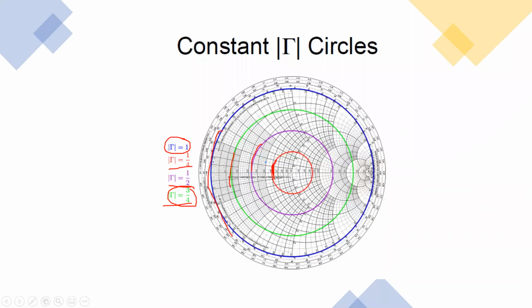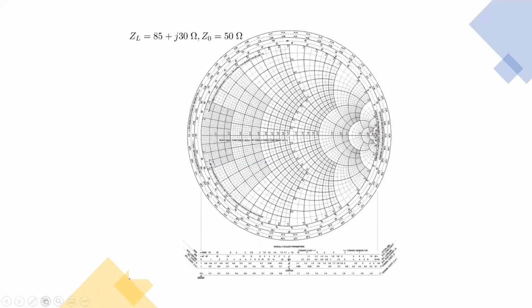So what does this indicate? 0.75 is somewhere here on the reflection coefficient scale. So now what you have to do is draw a circle of this radius, considering this as the center.